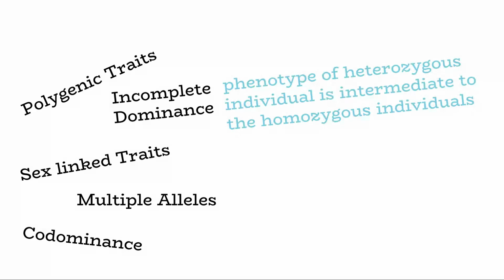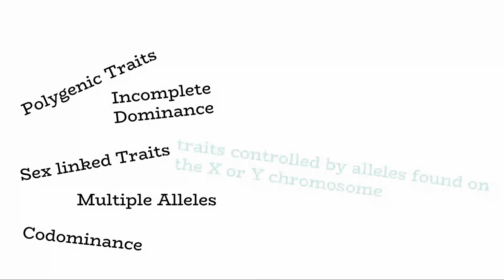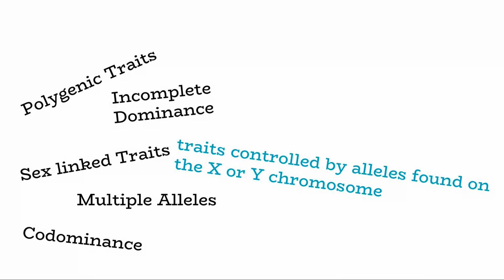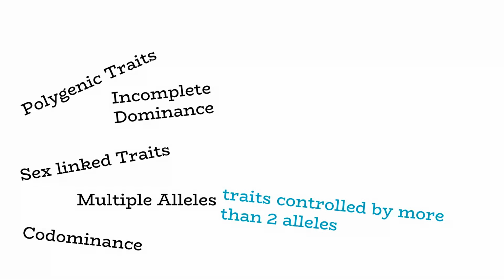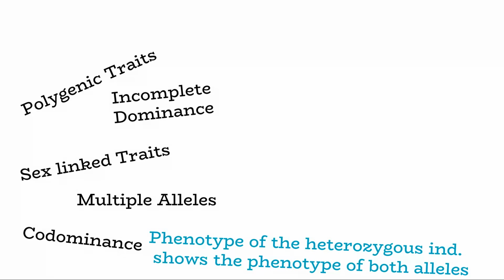Incomplete dominance is when the phenotype of the heterozygous individual is intermediate to the homozygous individuals. Sex-linked traits are controlled by alleles found on the X or Y chromosome. Multiple alleles are traits that are controlled by more than 2 alleles. And codominance is when the phenotype of the heterozygous individual shows the phenotype of both alleles.